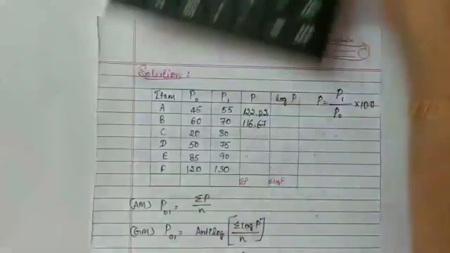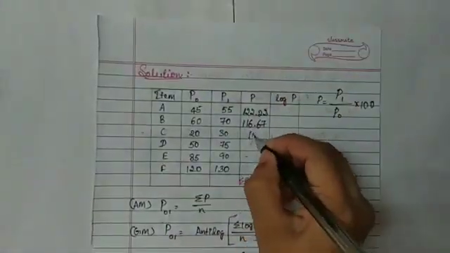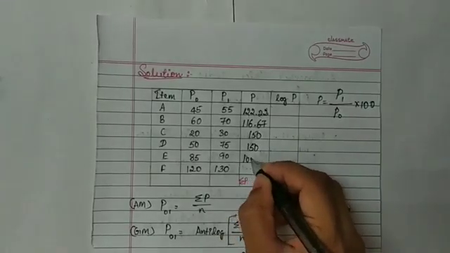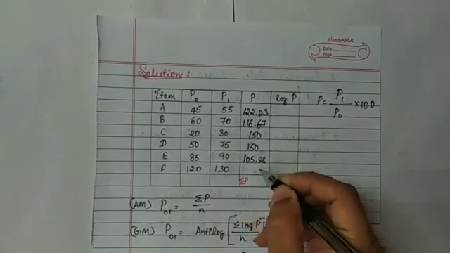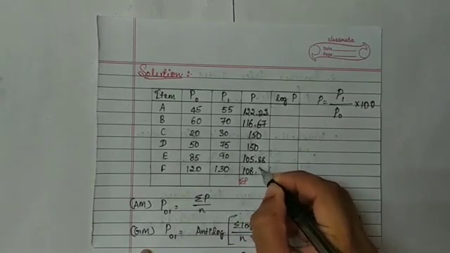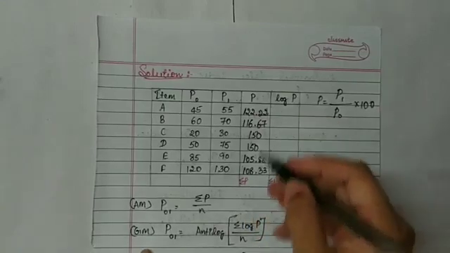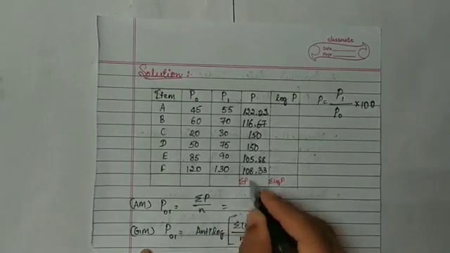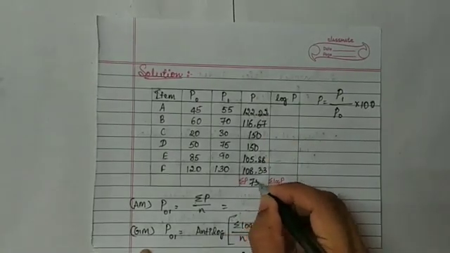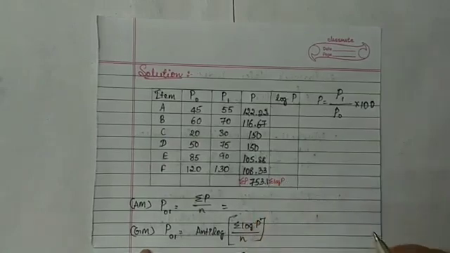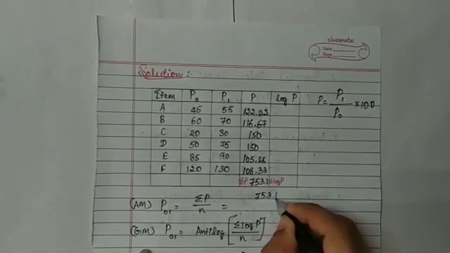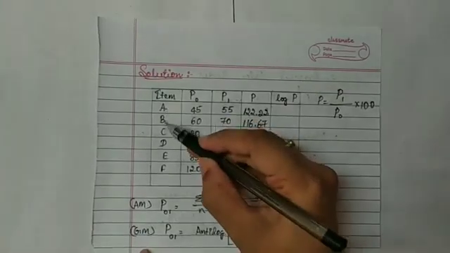116.67. Next one is 150. Next is 150 again. 105.88 and the last one is 108.33. So now summation P, the total of P, is 753.1. Okay. So summation P is 753.1 divided by N, which is 1, 2, 3, 4, 5, 6.